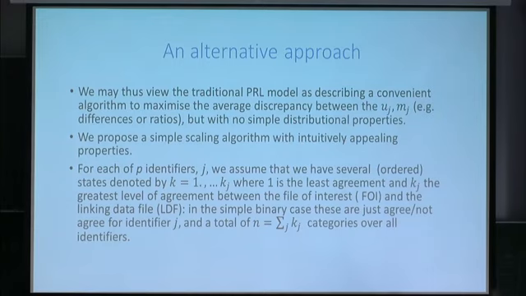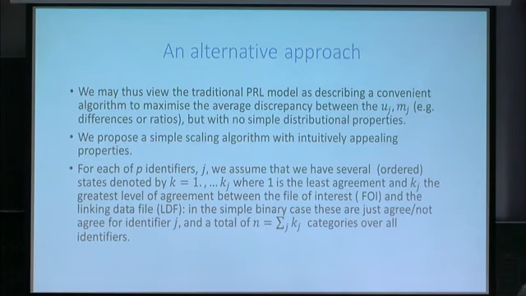So just to set this up, assuming we've got P identifiers, and each identifier has several ordered states. So in the simple case, it's just 0, 1, agree, not agree, but maybe degrees of agreement, and I'm going to allow that level of generality.